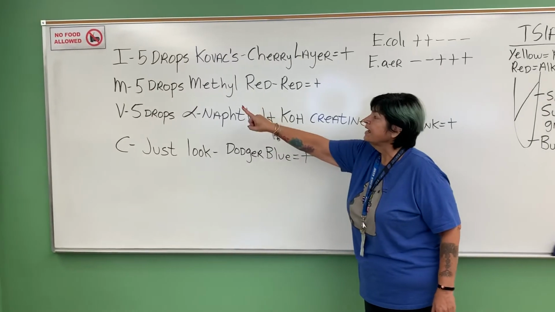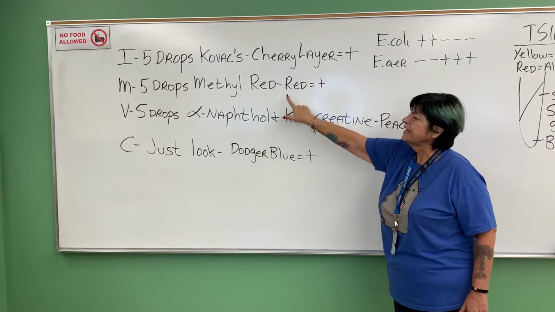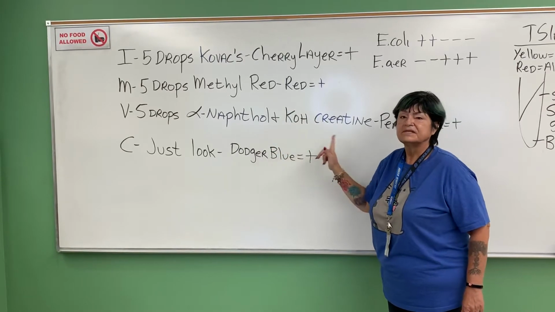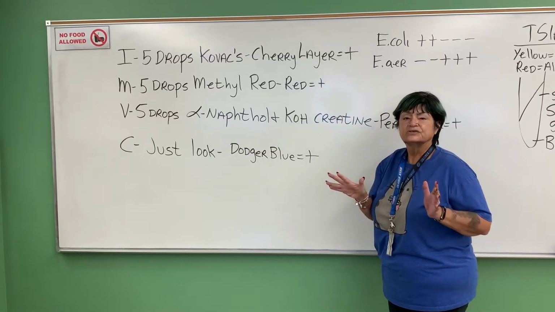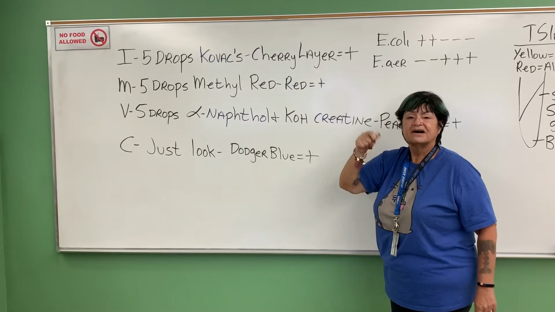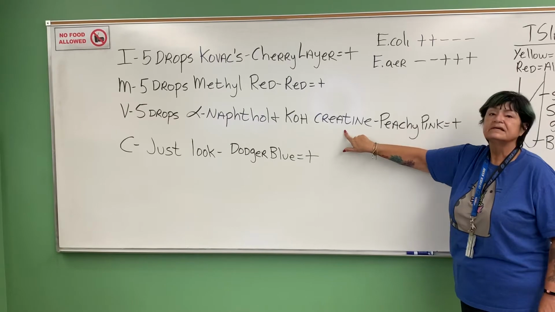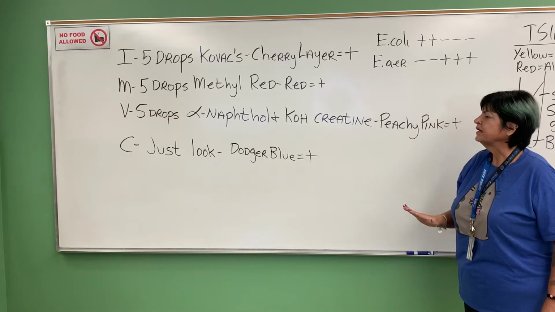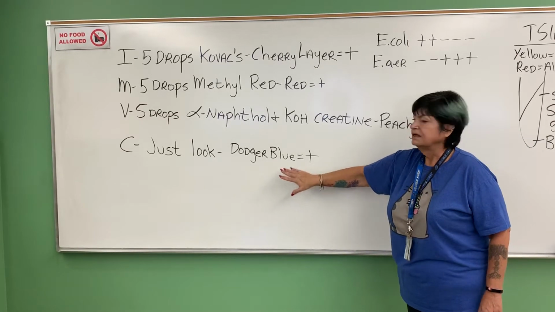So to the I, we're adding 5 drops of Kovacs. The M, methyl red. The V takes 2 different things, and the V is a little bit different. You're going to see as soon as we add the reagents, you get your result. The only one that's different is the V. You're going to add 5 drops of the 2 reagents, the alpha-naphthol and the creatine. You're going to shake really hard for a minute, and then you're going to wait 20 minutes to get the answer. For the citrates, you just look at them.